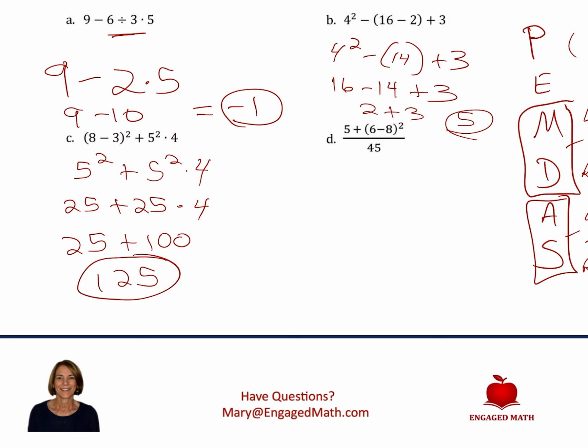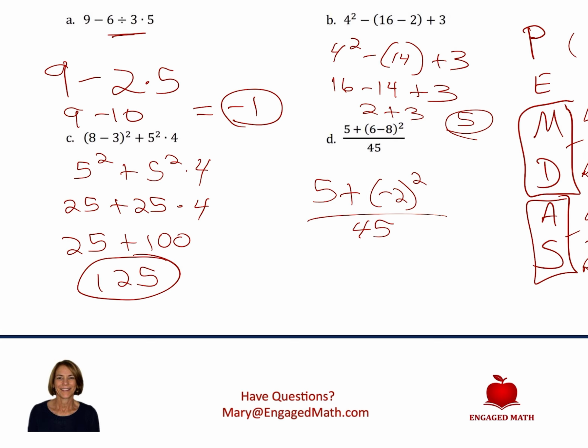Let's go to D. All right, here we have in the numerator 5 plus 6 minus 8 is negative 2 squared over 45. Now, one thing that's a little confusing is a lot of times people forget that parentheses really means a group of things together that have to be done first. So everything in that numerator is considered to be a group. So it's almost like there's a big implied parentheses around that entire numerator. So just keep that in mind as we work this one through.